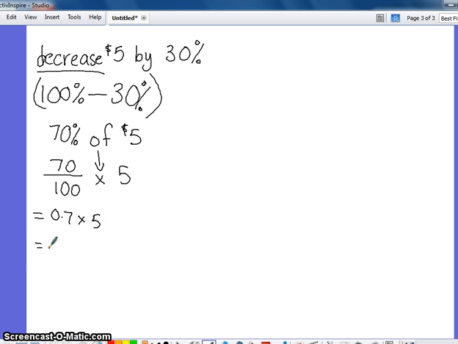Do that on your calculator. Ellen, just to keep you awake. I see you yawning there. I'm sorry to bore you. 3.5. You have $3.50 remaining if you decrease $5 by 30%. Okay? Got everyone going now, Ellen? This is going to be recorded too.